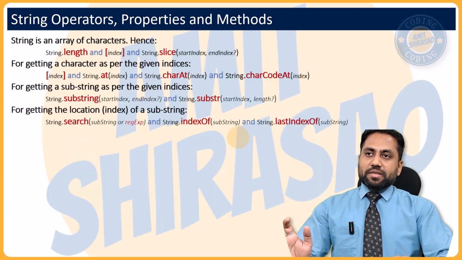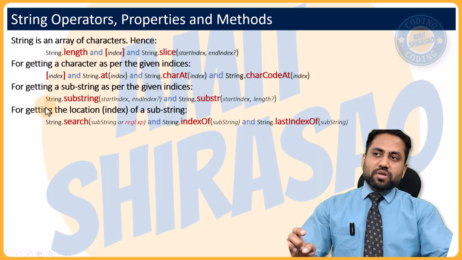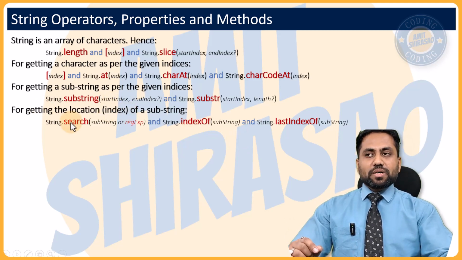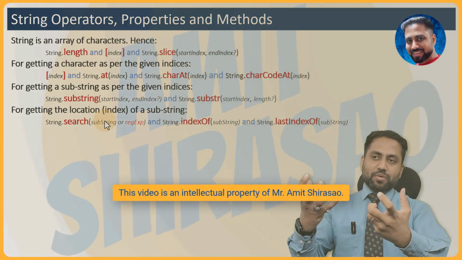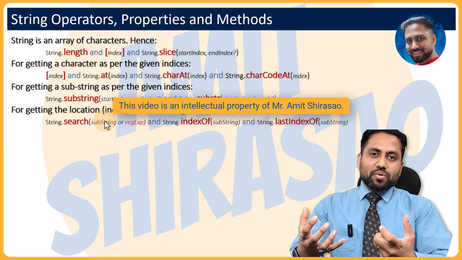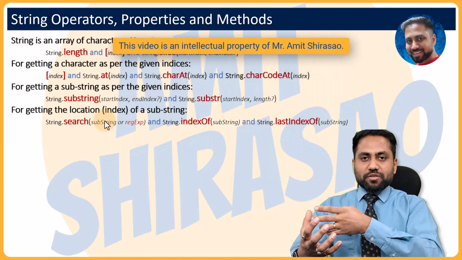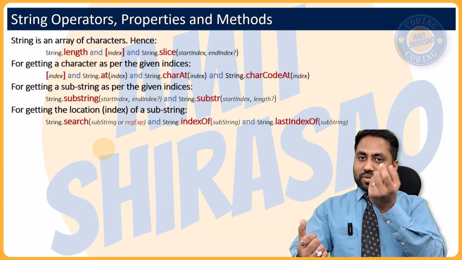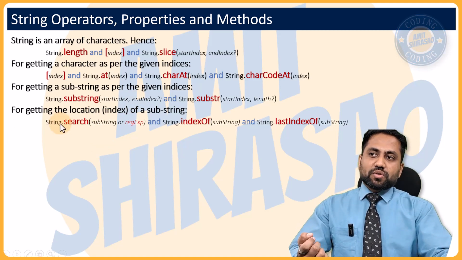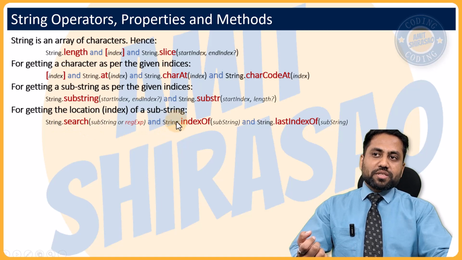Then let's go ahead. Here for getting the location, that is the index of the substring. Now here we have the string, we have the substring also, but now we want to know where this substring occurs in the main string. Okay, so it occurs at index number so and so. That's the index we want. So the way to do it is you can say dot search, or you can say dot indexOf, or you can say lastIndexOf.